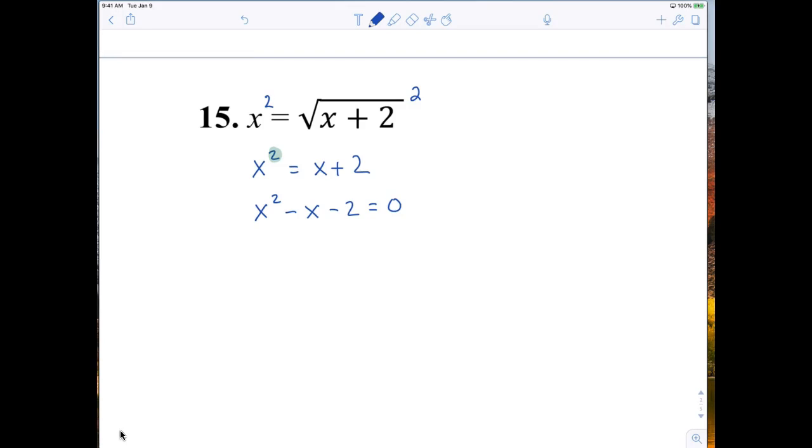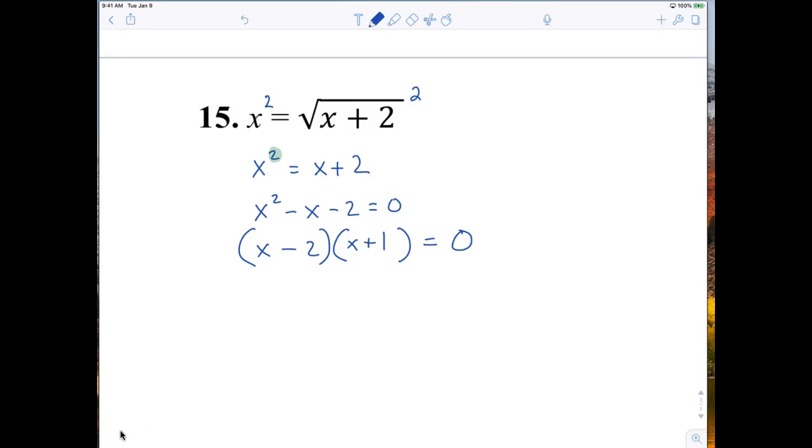So after I set it equal to 0, what's next, guys? Then you have to factor it out. Good. Factor. Very good. 2 sets of parentheses. What's the only way to make x squared, guys? X. What's the only way to make 2? 2. And I want it to be negative, so negative 2 and positive 1.